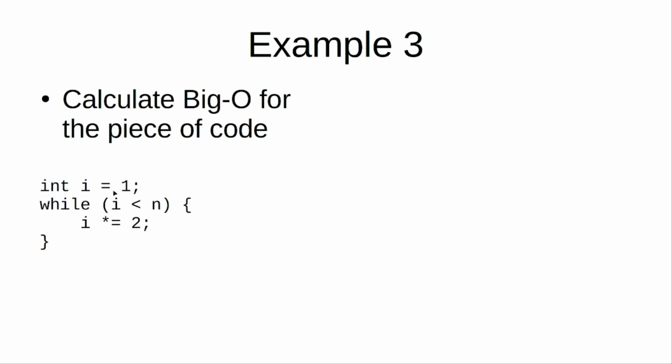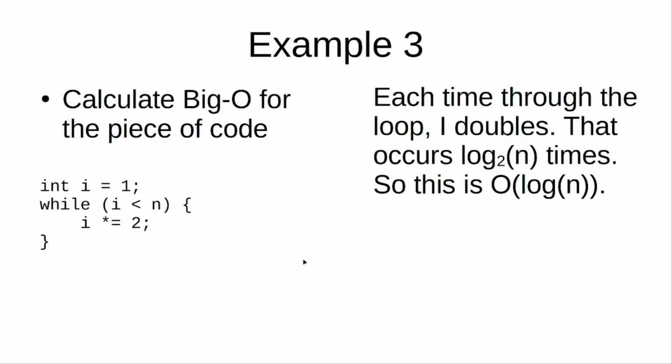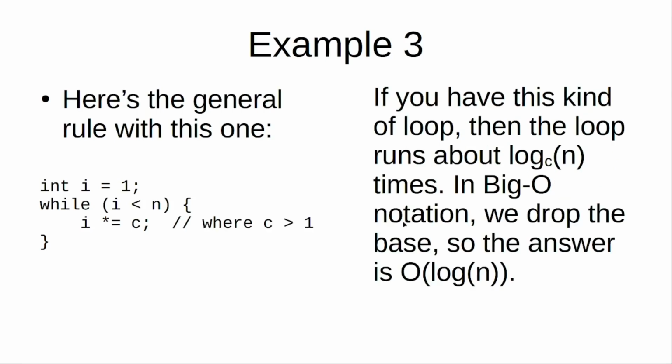So we have int i equals 1. And we have a while loop that says while i is less than n, i times equals 2. So each time through the loop, i is going to double. And this is going to actually provide us with something that's looping log base 2 n times. So this is just big O of log n.